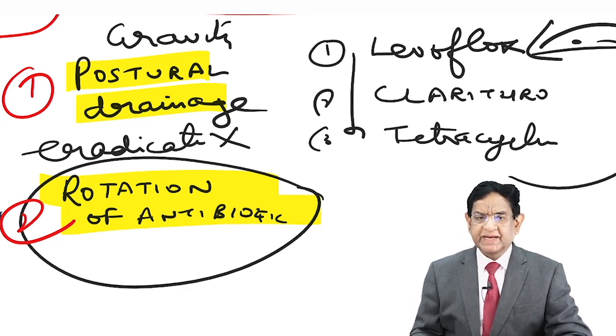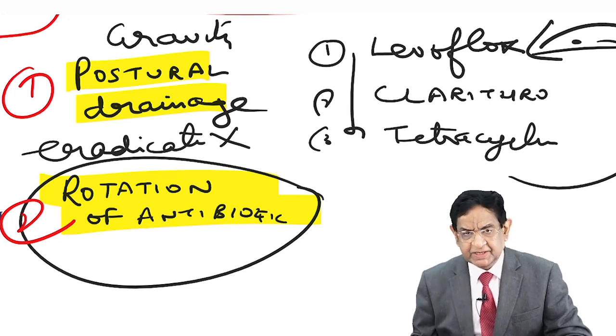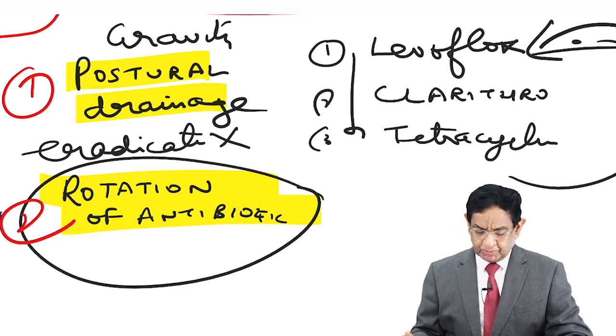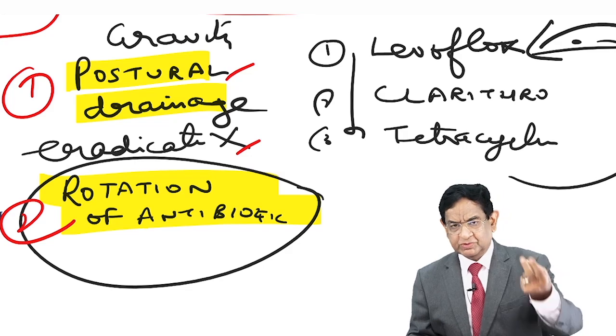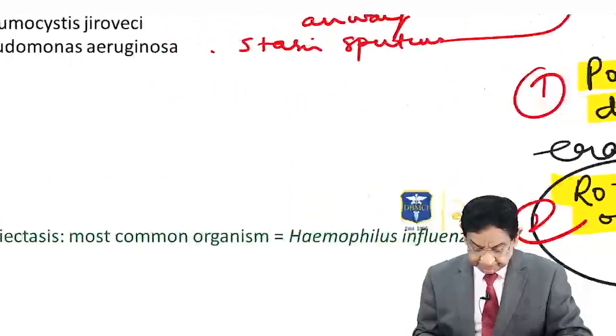Of course, in very advanced cases we go for surgery, but normally in the exam they will talk about these 2 things, only 2 words rather. The entire bronchiectasis is squeezed into 2 words only.